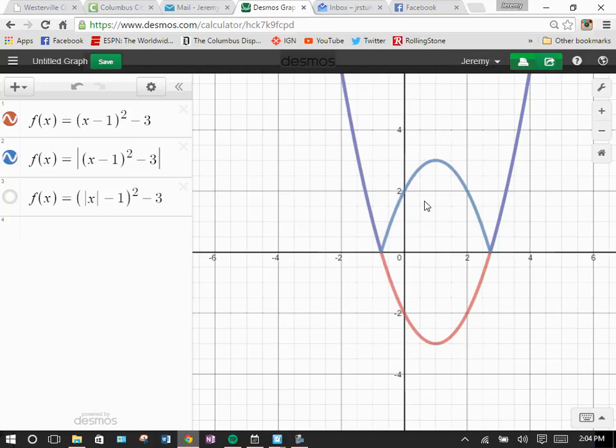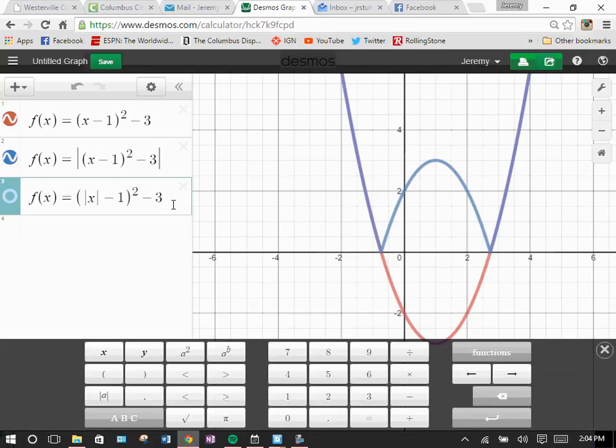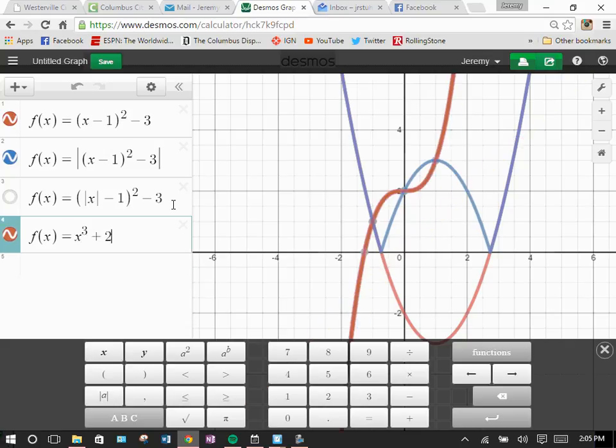All right. So, for instance, we can quickly add a function here. Let's say f of x. Let's see if I can get it right first time. Equals x to the third plus 2x squared.